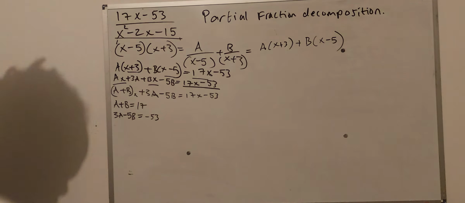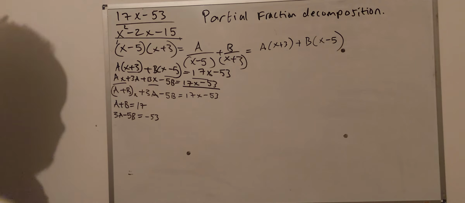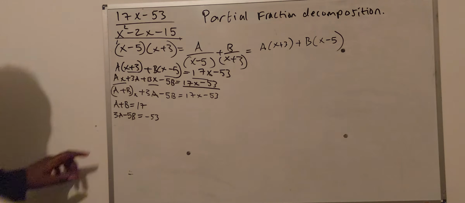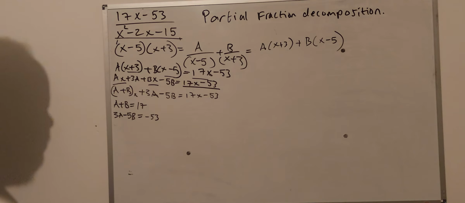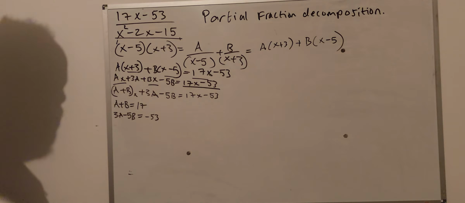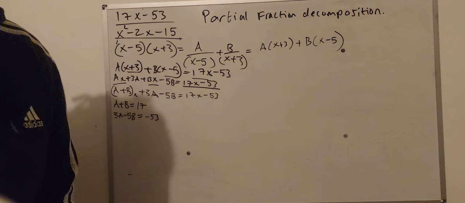Now, how do you solve this? I'm going to use elimination, because the 3 is there, so you can just multiply the top by minus 3 to get rid of it. I'm not going to do substitution because it takes longer. You're just going to get the same result, but it just takes a bit longer.